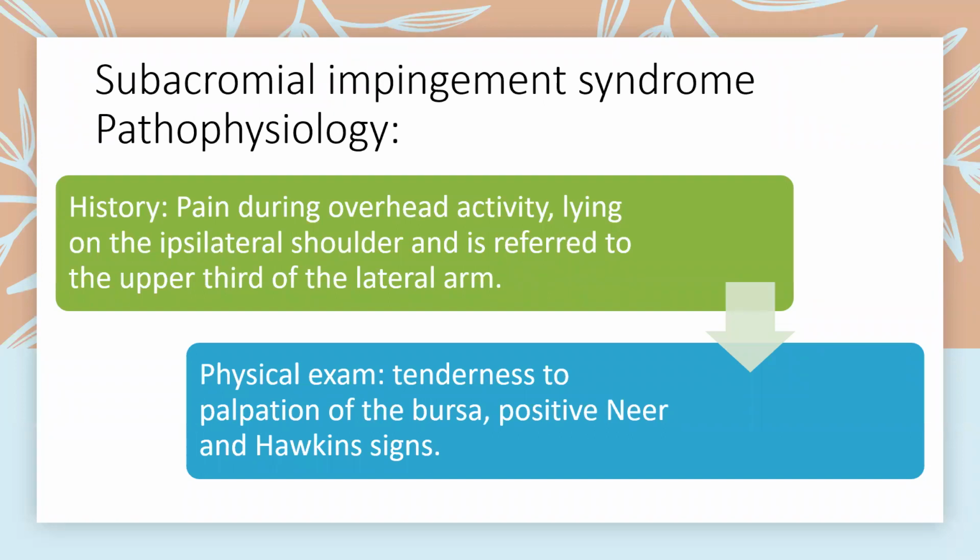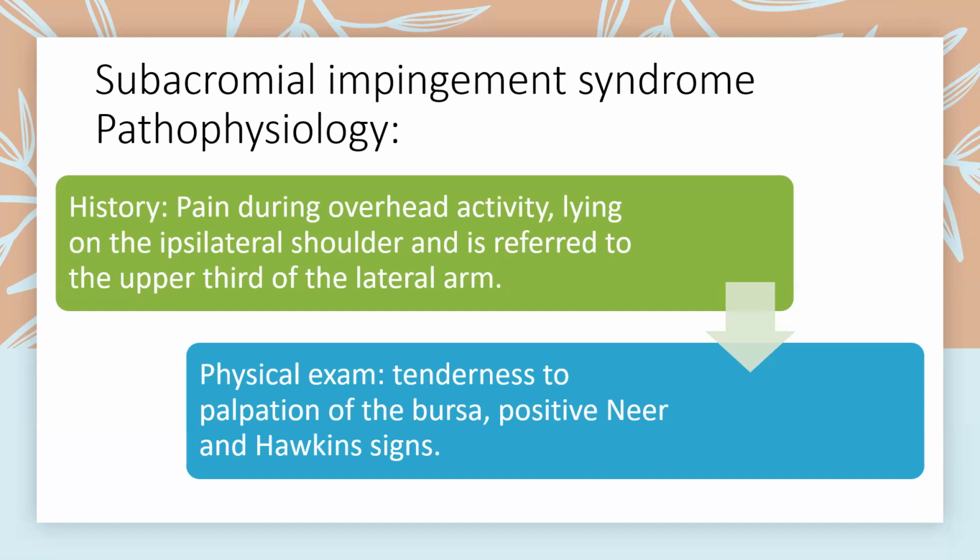Patients with subacromial impingement syndrome present with moderate to severe aching pain in the superolateral shoulder, worsened by overhead activity, lifting, and resting on the affected shoulder. The pain is felt in the upper third of the lateral arm by most patients.